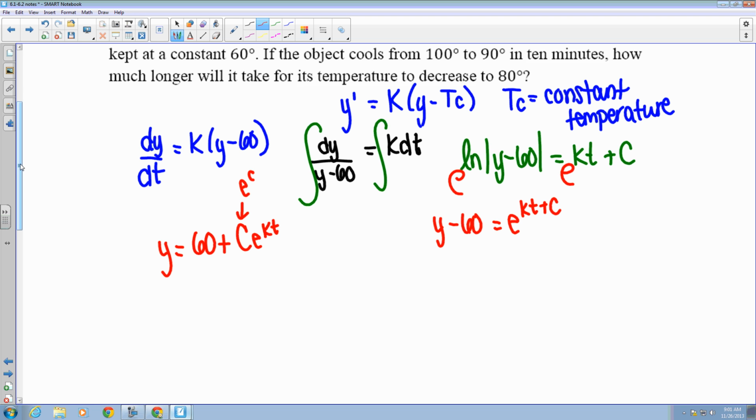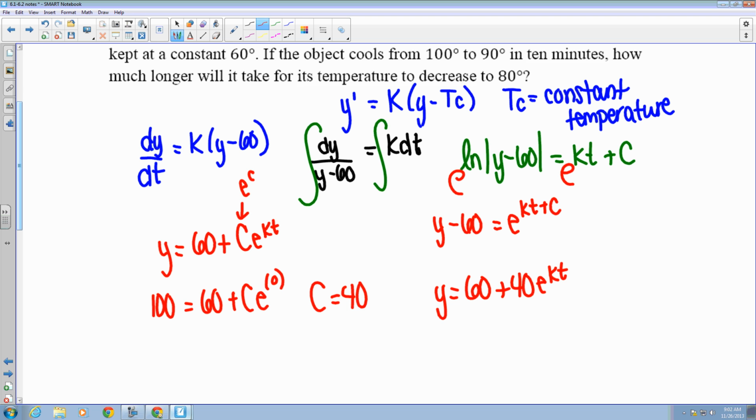Then we can say already that we know what the C is. We have to find the C. So 100 equals 60 plus Ce^0 if time was 0. So it's not just going to be the C like it was in our other functions because we have that 60 out front, but the C here is 40. Now we need to figure out what the k is. We're going to use our other condition that it was 90 degrees in 10 minutes. 90 equals 60 plus 40e^(k times 10).